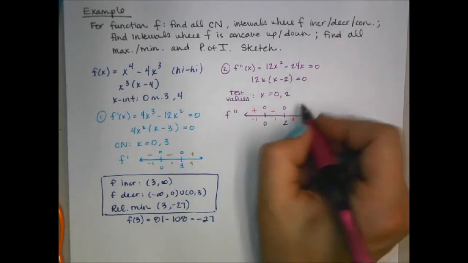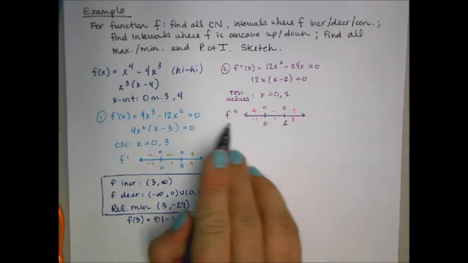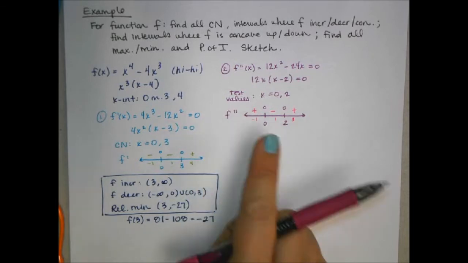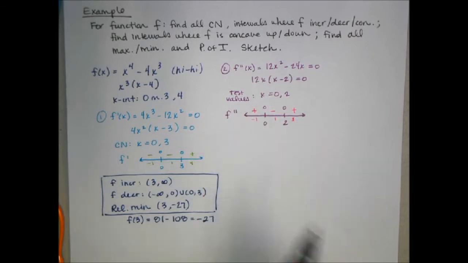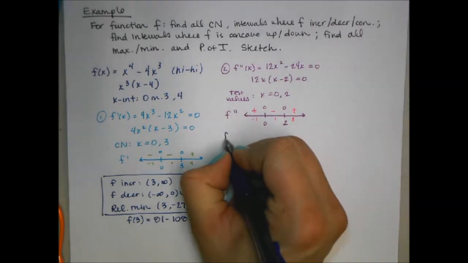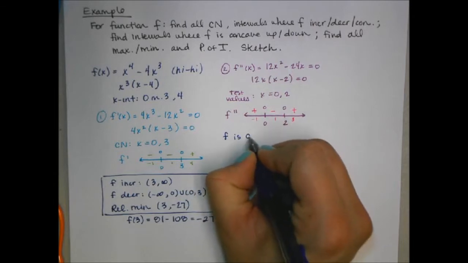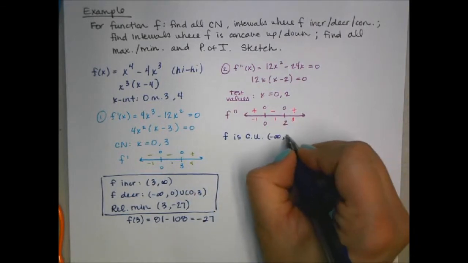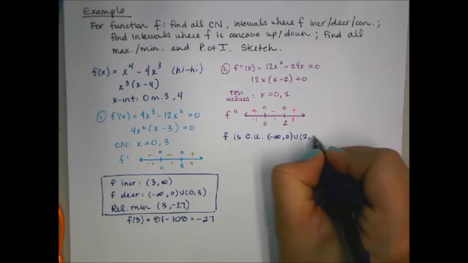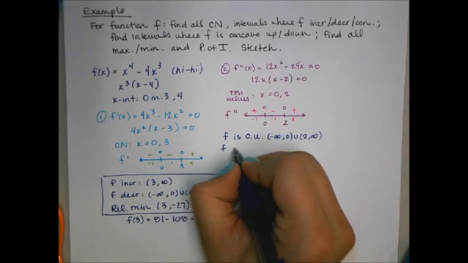So remember, our second derivative test tells us about the concavity of f. So this is where f is concave up, down, and up. So we'll write those out. Concave up, negative infinity to 0. And again, 2 to infinity. And concave down, 0 to 2.